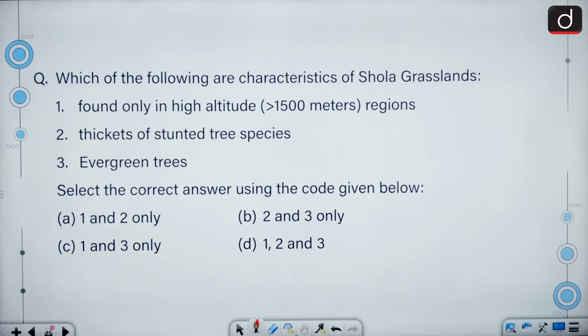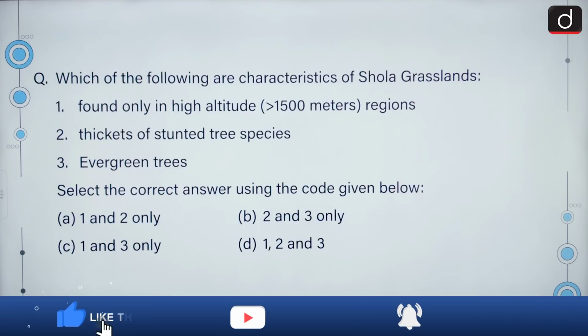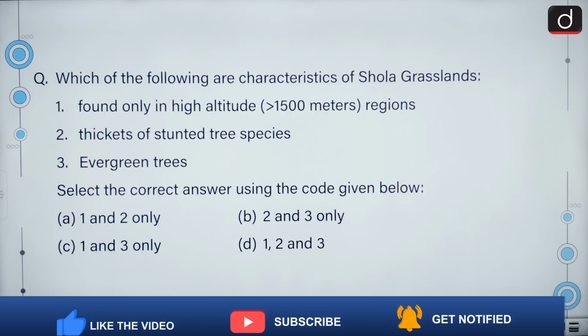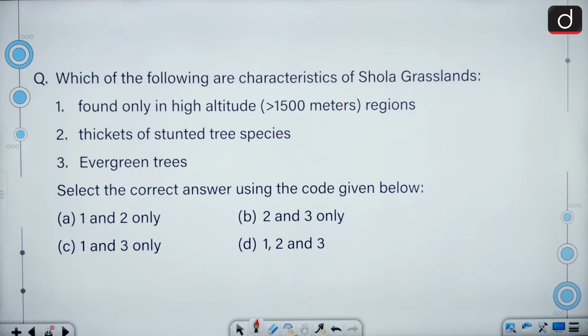Which of the following are characteristics of Shola grasslands? These are found only in high altitude regions, thickets of stunted tree species and evergreen trees. We have to select the correct answer. All are correct. D is the correct answer here.